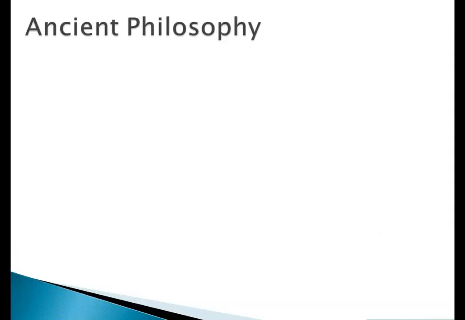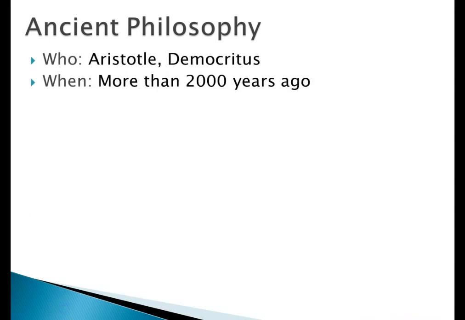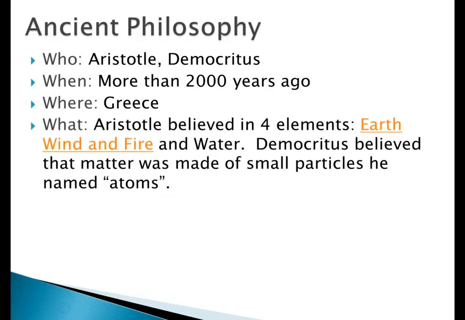Okay? Ancient philosophy. Where did this all begin? Aristotle and Democritus, more than 2,000 years ago in ancient Greece. Aristotle believed in the 4 elements: earth, wind, fire, and water. Notice earth, wind, and fire here is highlighted for a link. Run the PowerPoint yourself and see what it does. Democritus believed that matter was made up of small particles he named atoms.